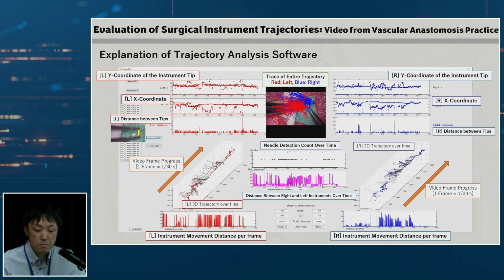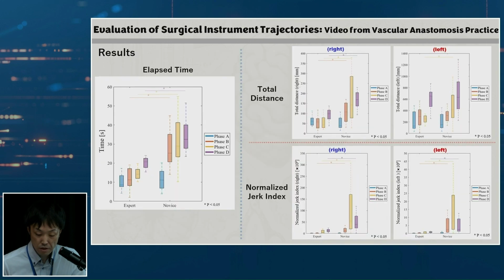This is an example of analysis using trajectory analysis software. This software analyzes the movement of surgical instruments from multiple angles. Its main functions include displaying the coordinate change of the instrument tip and the three-dimensional trajectory over time, and outputting indicators. This allows for objective evaluation of the characteristics and the efficiency of the surgeon's techniques.